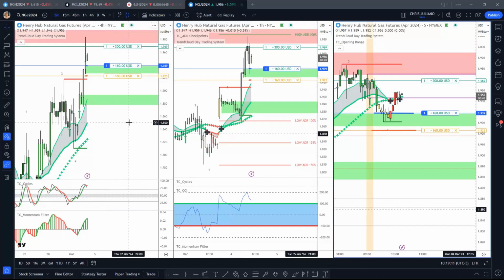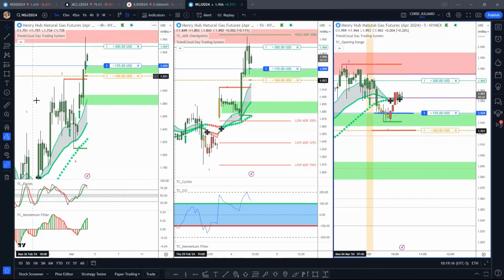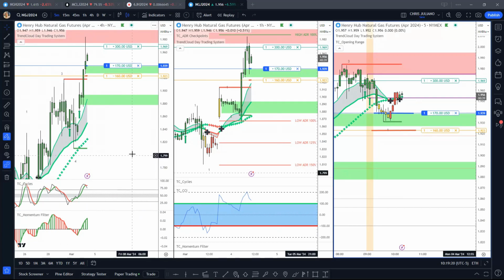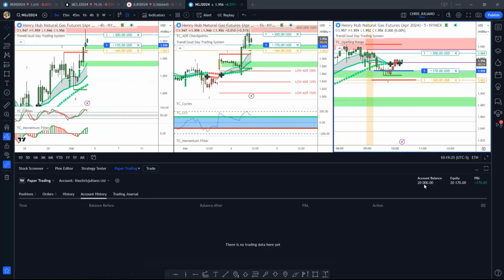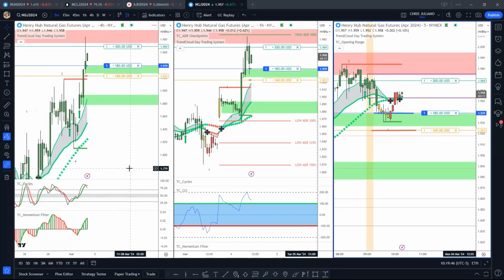Hey guys, let's go over the bear trap that we took today in the live trading room for the very first trade of the Trend Cloud Trading Challenge. As you know, we reset everything back to 20,000 for this month. We did over 24% in February, so we're going to try to beat that in March. We're already up about $170 that we took on the bear trap today on natural gas. So let's go over it.